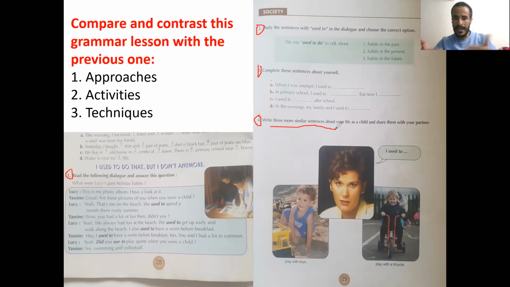Now, if we compare, which one is communicative based? Is it lesson number 1 or lesson number 2? Which is more communicative based approach? It's number 1. All the activities are based on communication. But the second one, there are no dialogues or working together or in groups, etc.